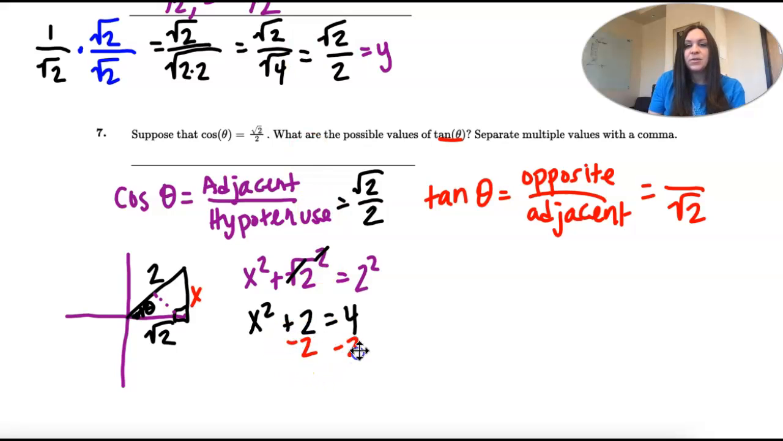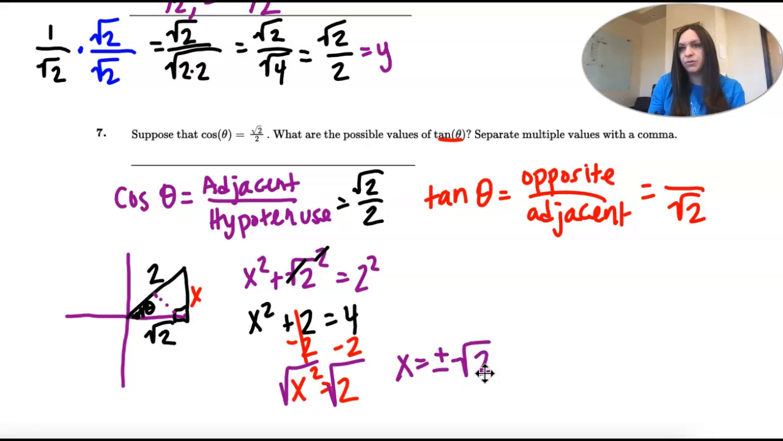Now let's solve for x. I'm going to minus 2 on both sides. Square root both sides. So x equals positive or negative square root of 2. Remember, we can go back in the circle and get negative values, so we do want the negative.